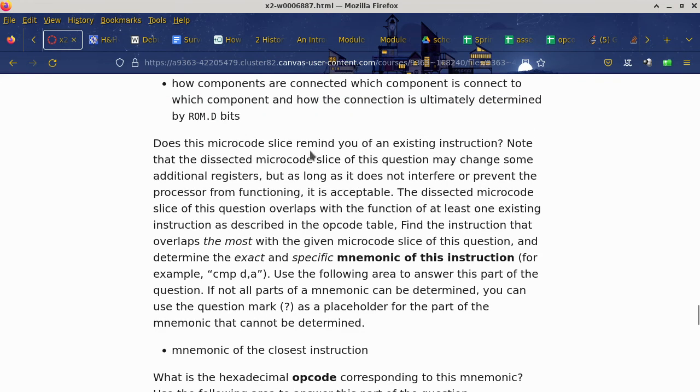Does this microcode slice remind you of an existing instruction? In other words, of all the instructions that we have already in the opcode table, does any one of those remind you of the one that we see at this point?